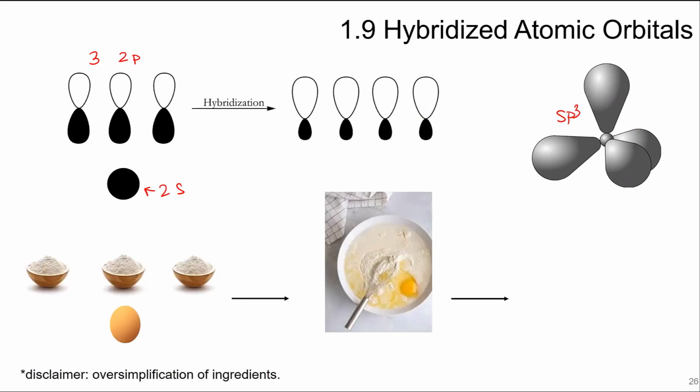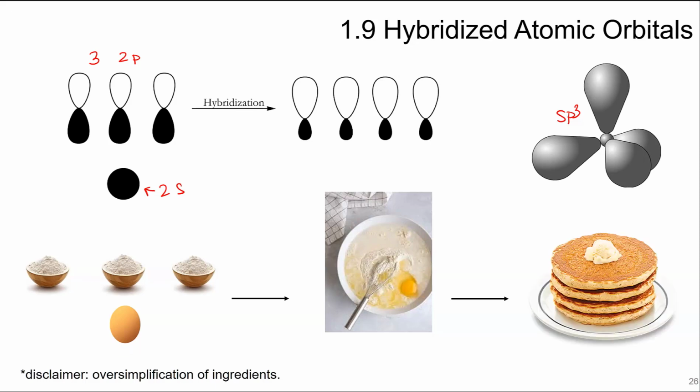Okay, so if you want to think of it another way, this is 3 cups of flour and 1 egg, and you whip those things together and it hybridizes to form you a pile of pancakes. So again, I'm disclaiming here, this is an oversimplification of ingredients. You need more stuff than that to make pancakes, but maybe you get the idea here. So we have 3 individual bowls of flour, 1 egg, those get together and it forms something new. In this case of the sp3, you had 3 2p orbitals, 1 2s, they came together and made an sp3 baby. This is tetrahedral geometry.